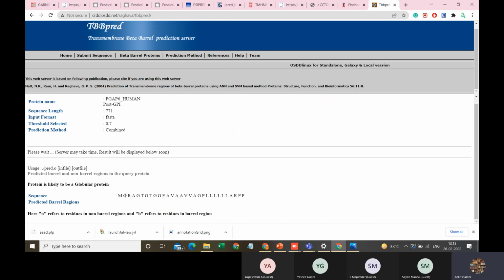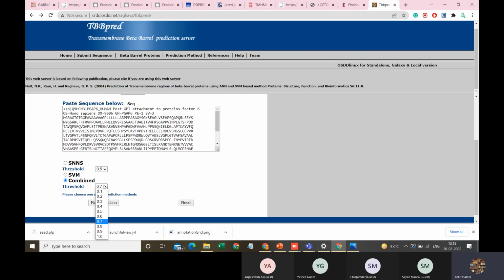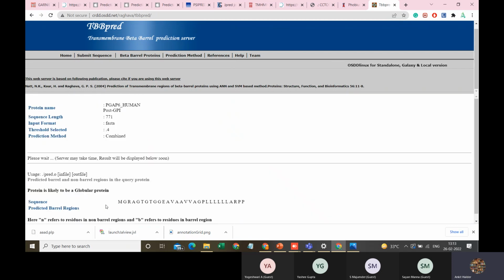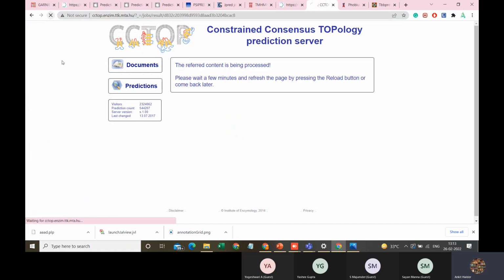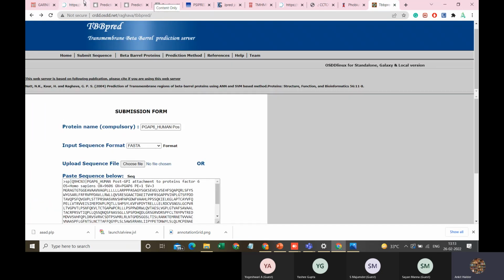The predicted barrier regions, it is not predicting. Here it is predicting. Now we can also try to find out if we can lower our threshold, but still, we can say that it is confidently predicting it to be a globular kind of protein. The curve is still not given, so we can try with another protein.